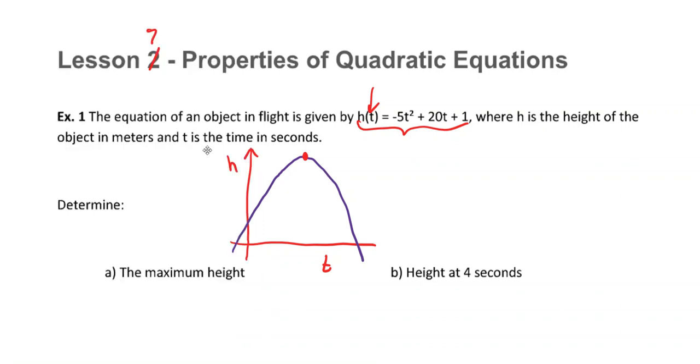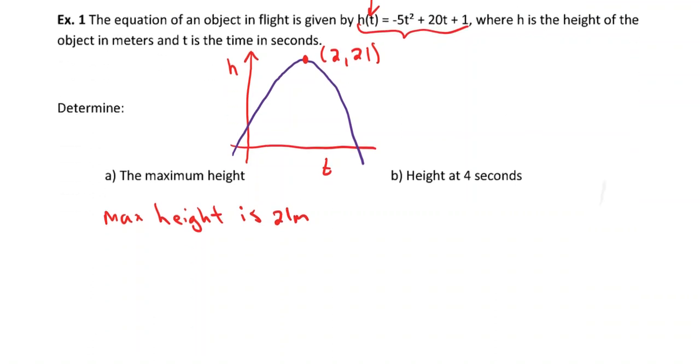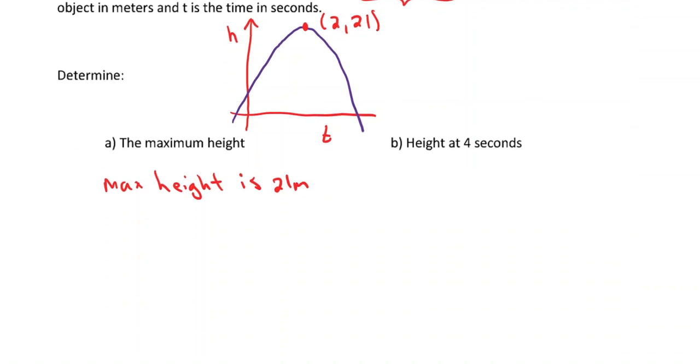And it was measured in meters, so our maximum height, or you know what, let's figure out what that vertex was. So that vertex was 2, 21, right? That's what we just found there. So the maximum height is 21 meters, right? The y value of that vertex. All right. What is the height at 4 seconds?